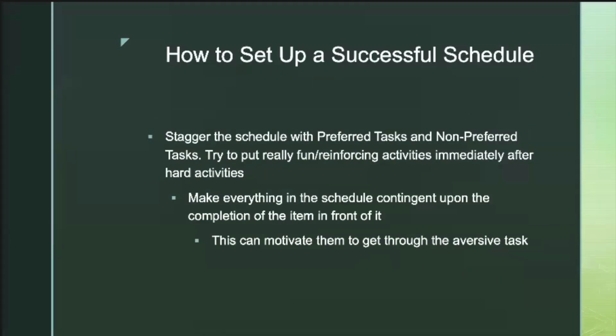So for the daily schedule, it says to stagger the schedule with preferred tasks and non-preferred tasks, and to try to put really fun and reinforcing activities immediately after the hard activities. So this doesn't necessarily look one by one by one. It doesn't necessarily look non-preferred, preferred, non-preferred, preferred, non-preferred, preferred. Because if so, where would we get the behavioral momentum?